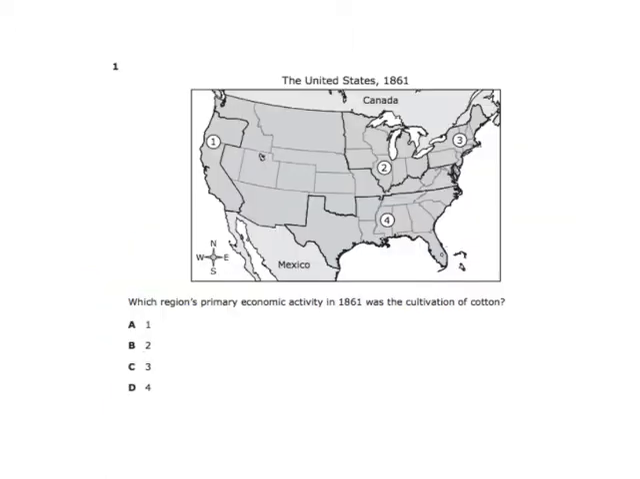United States in 1861, you've got 1 over there. You've got a 2, you've got a 3, and you've got a 4. Which region's primary economic activity in 1861 was the cultivation of cotton? Yeah, that's 4. That's there in the South. We know that. Come on, people. We got to have this one. This is the South. That's where cotton was grown.